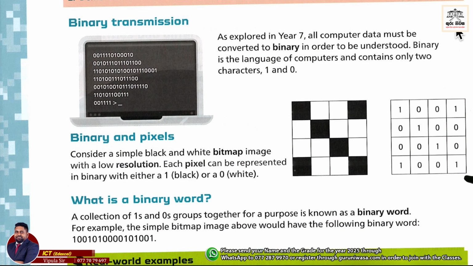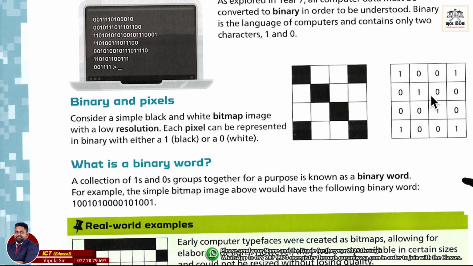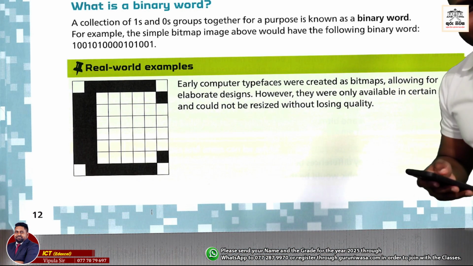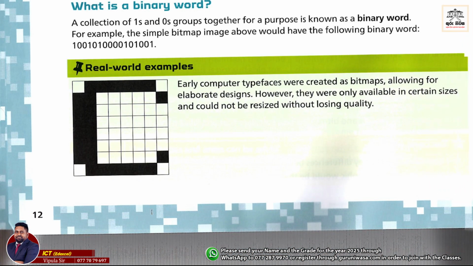1001, 0100, 1001, 0100, and likewise. This is how the binary sequence is created. So, real world examples: in early computers, the typeface was actually created as bitmaps.